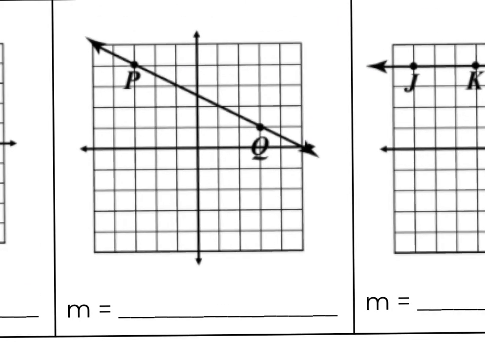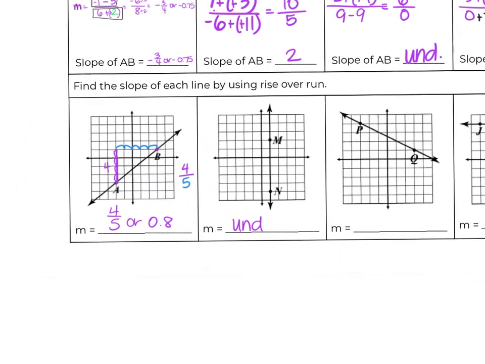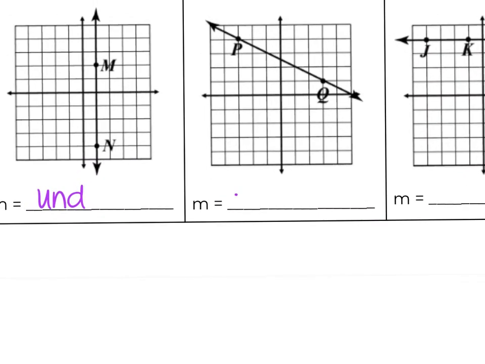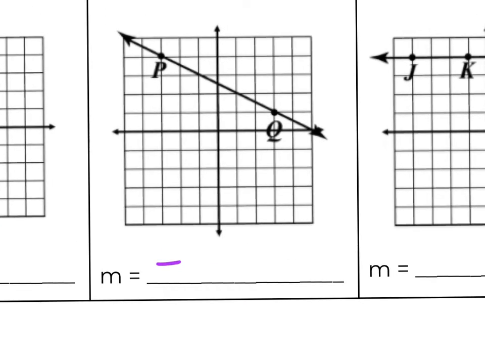All right, now this one, before we even do this one, can someone tell me what's going to be different about this slope compared to the first one? It's going to be negative. I like to write that at the beginning so I don't forget it. Okay? All right, so then count that.